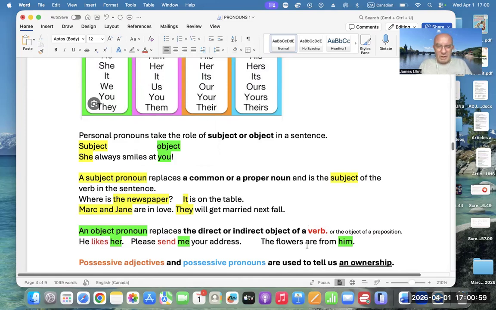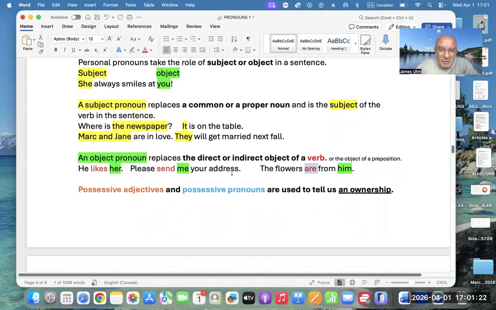The flowers are from him. The flowers are from him. What is are? Are is a form of the verb be. Is that correct? Do you agree with me?